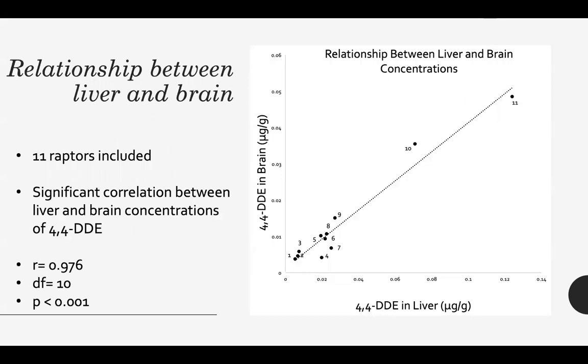11 raptors were included to determine the relationship between liver and brain samples. Liver and brain tissues are significantly positively correlated in regards to concentrations of 4,4'-DDE. And as you can see in the graph, with liver on the x-axis and brain on the y-axis, they have a positive and linear correlation.